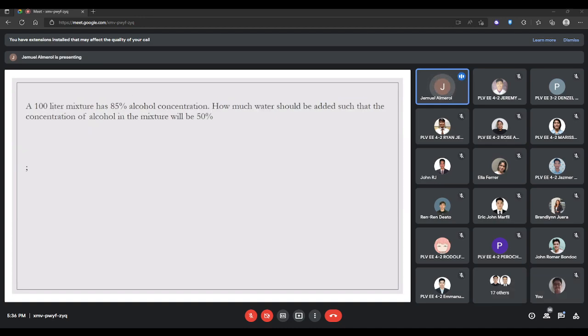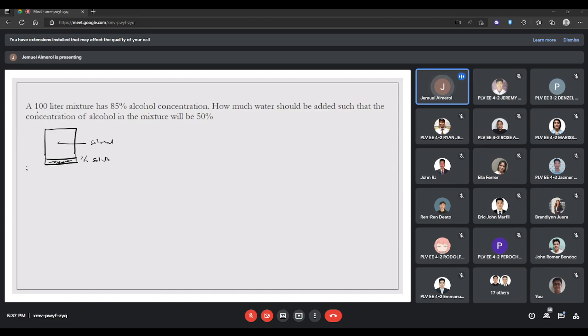Okay, this is a mixture problem. We know that when we talk about a mixture, it is composed of solute and solvent. The solute is what is dissolved, the solvent is what dissolves. The solute has a percentage, and the remaining is the solvent. Each has a percentage composition, a total mass or volume. So there are different ways to represent it.